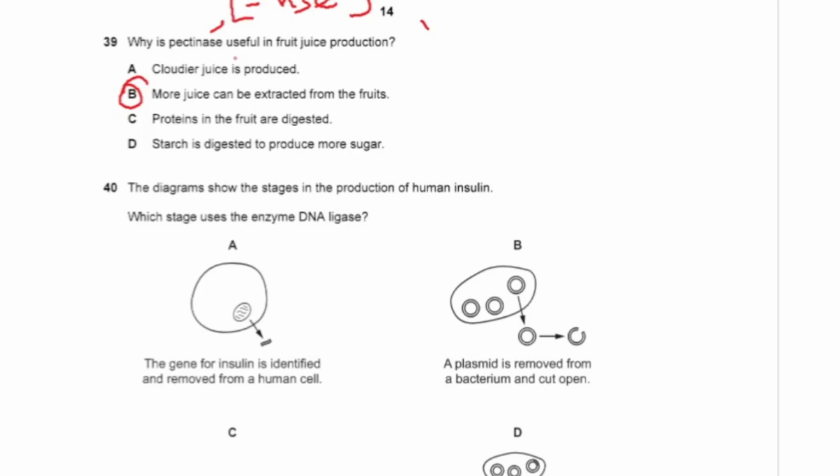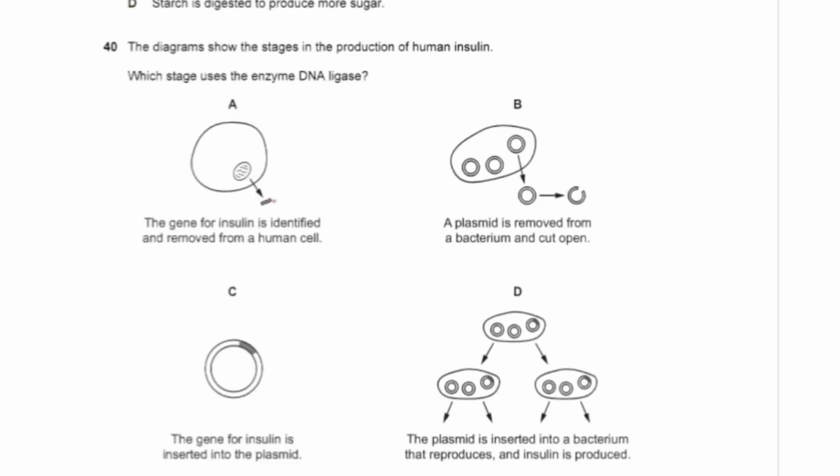And then finally, number 40. The diagram shows the stages in the production of human insulin. Which stage uses the enzyme DNA ligase? Okay, this is very interesting as well. Now, if you've done your biology basics very well, you know that this is called a plasmid, and is found basically in all bacteria. They are made up of extra chromosomal material used in genetic engineering to make insulin and penicillin, any drug or any product of it. Now, the stage that uses ligase enzyme is the option C.